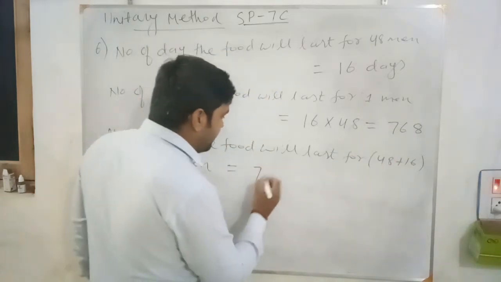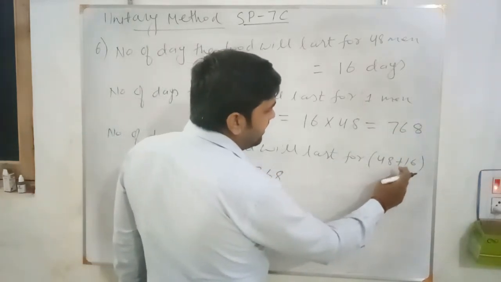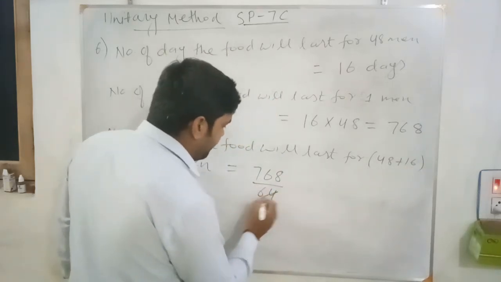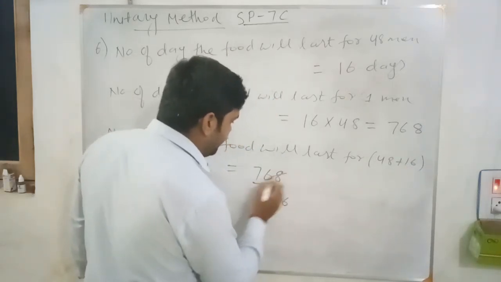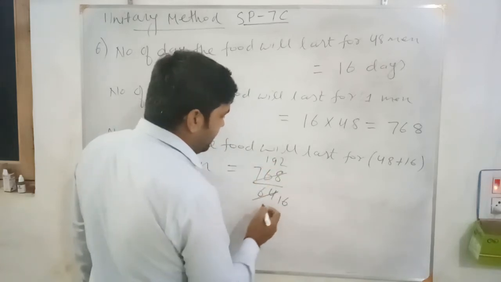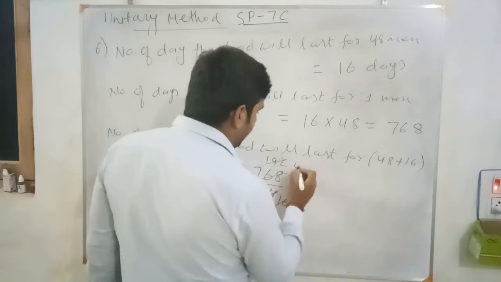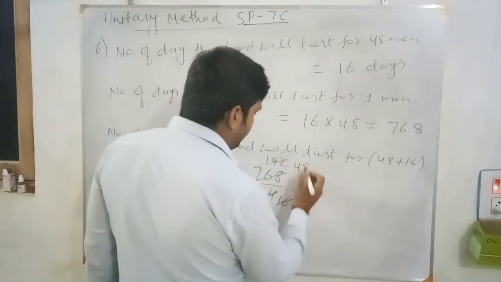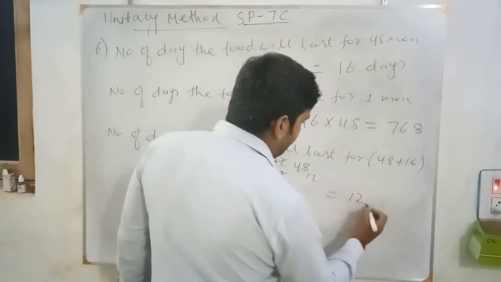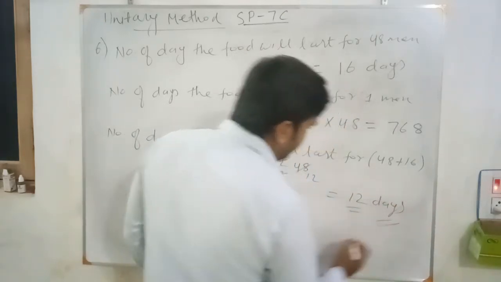So 768 divided by 48 plus 16, that is 64. Now see, 4 1s are 4, 4 9s are 36, 4 2s are 8. Now again, 4 4s are 16, 4 8s are 32. Again 4 1s are 4, 4 12s. So it will last for 12 days. How many days? 12 days.